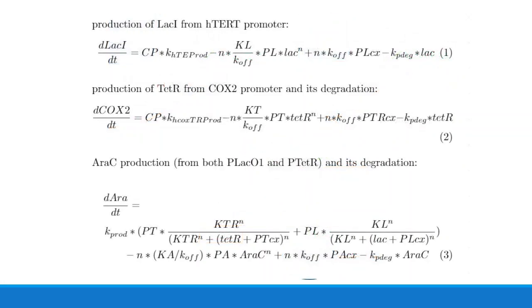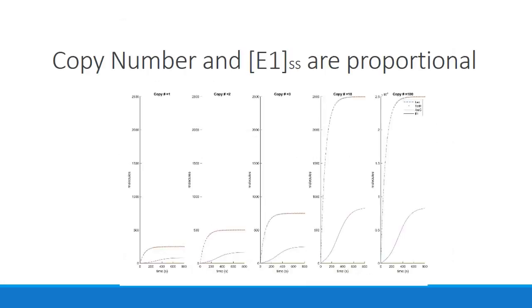So what do we learn by modeling this? One of the things we learn is that copy number of the circuit and steady state of the E1 protein it produces are proportional. This makes a lot of sense when you realize that copy numbers in the single digits are definitely your limiting factor. What is interesting to note is how linearly they increase, though.